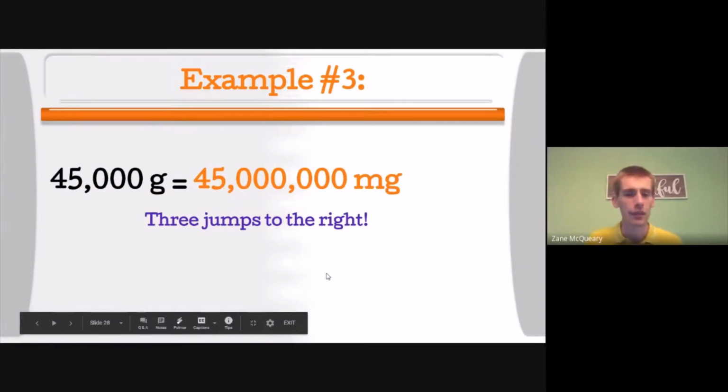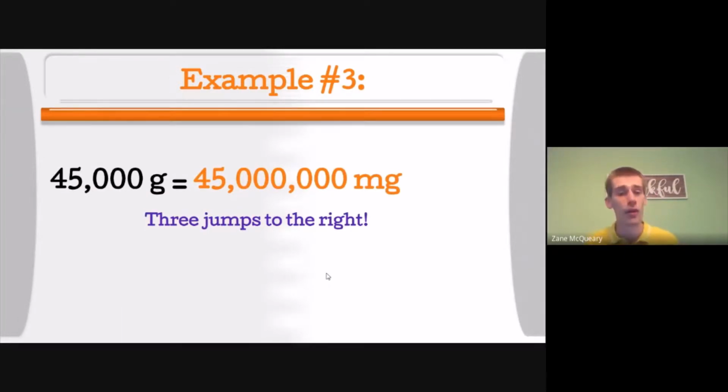45 million milligrams. All right. And milligrams, you know, are a lot smaller than grams. So it makes sense that when we go from grams to milligrams, it gets a lot bigger, right? Another good way to check yourself.